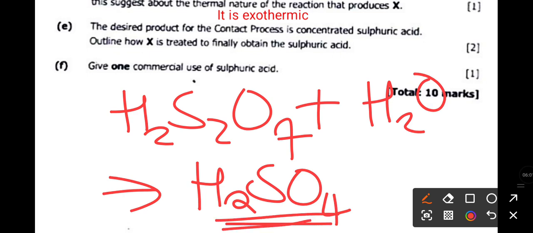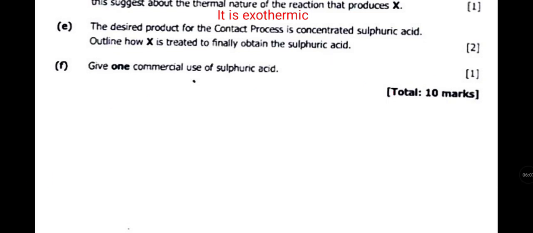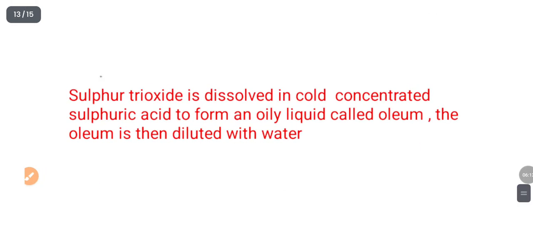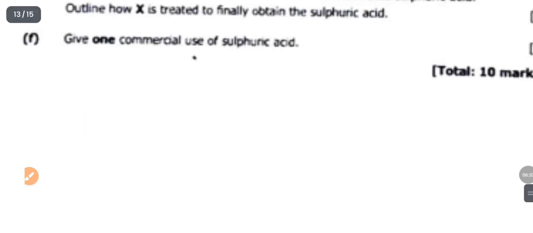Okay, so these are the steps that are taken to finally obtain the sulfuric acid, and I wrote it in an organized way here by saying sulfur trioxide is dissolved in cold concentrated sulfuric acid to obtain an oily liquid called oleum. The oleum is then diluted with water. Okay, after that, sulfuric acid is produced.